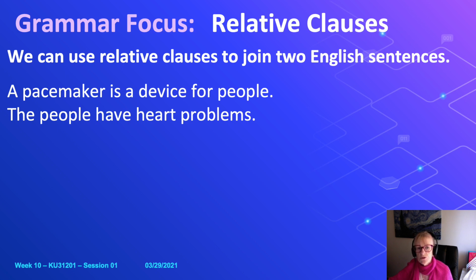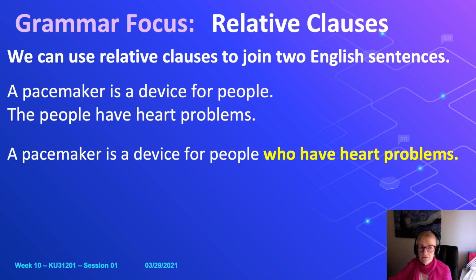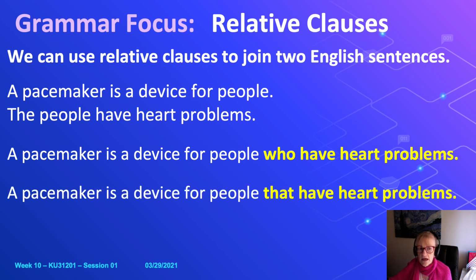So what we can do is turn that second sentence into a relative clause and add it to the first sentence so that we've created one sentence. So there we have, a pacemaker is a device for people who have heart problems. You can see there the yellow writing is the relative clause. We could also write that sentence as, a pacemaker is a device for people that have heart problems. Both of those sentences are correct, and in both cases the yellow writing is showing us the relative clause.